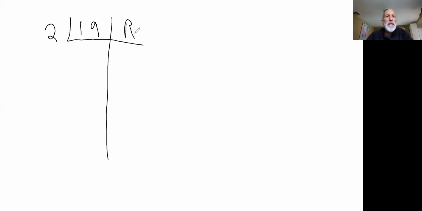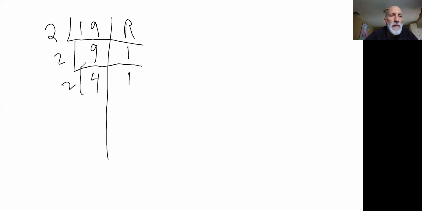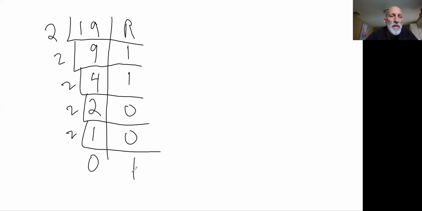So we're going to represent 19 in binary. How are we going to do that? We're going to divide 2 into 19, which goes 9 times, but the remainder is 1. We're going to keep dividing. 2 into 9 goes 4 times, and the remainder is 1. 2 into 4 goes 2 times, the remainder is 0. 2 into 2 goes 1 time, the remainder is 0. And 2 into 1 finally goes 0 times with a remainder of 1.